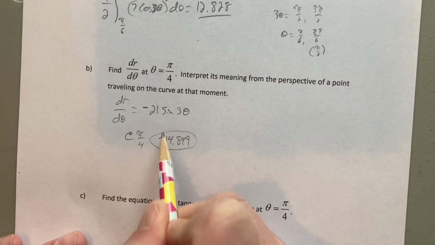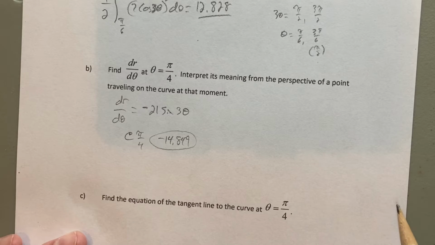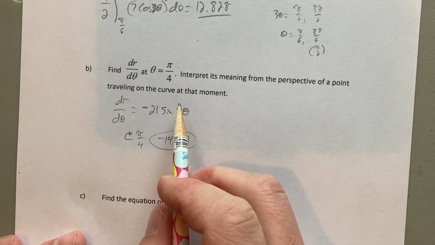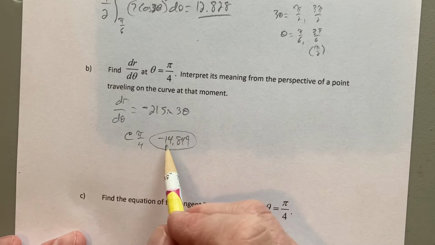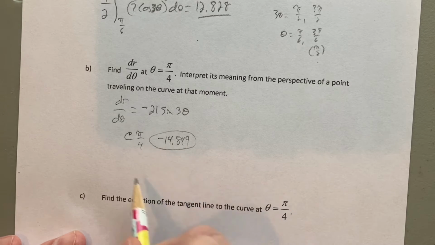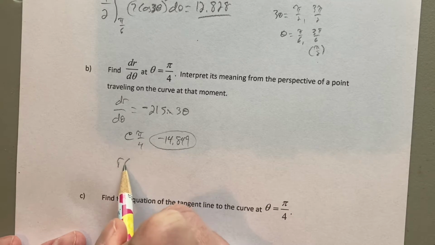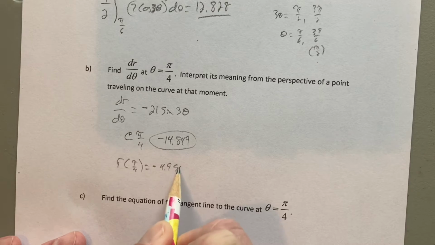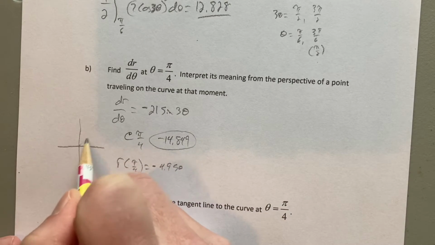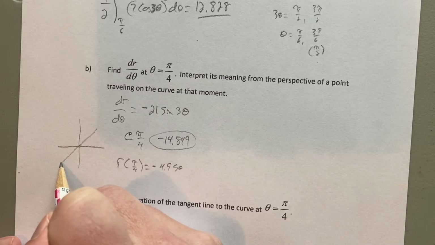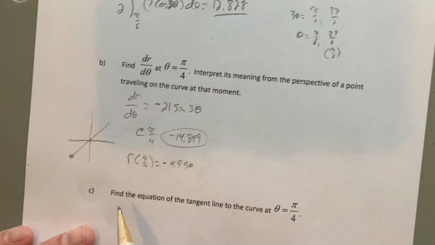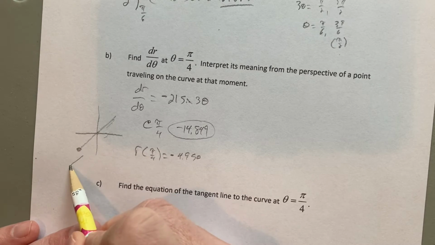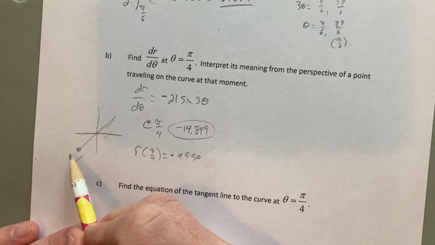14.849. Okay, so now this is a little bit tricky because that tells you that the distance from the point to the pole is decreasing. But what's tricky about it is that if you were to actually calculate r at pi over 4, you would get a negative 4.950, which means at pi over 4, we're already actually on this side of it, okay? You can imagine instead of being on the positive side, we're over here on the negative side, and we're moving in a negative direction away from the pole.